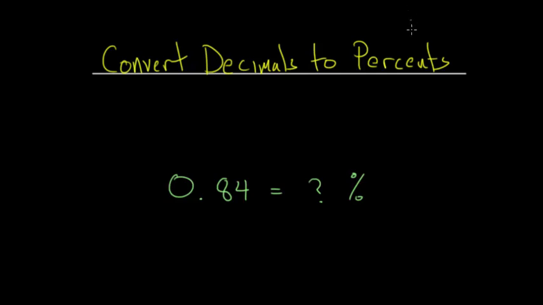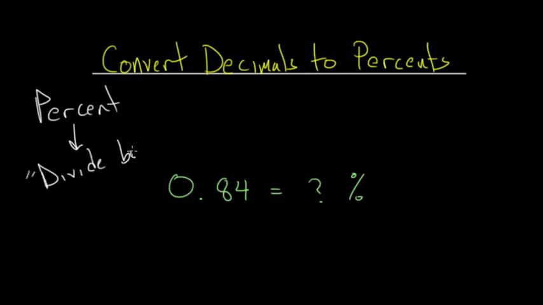In this video, I'd like to talk about how to convert decimals to percents. We've started with this problem, 0.84, and the question is, how do we change this into some percent? Before we jump into this, remember what the word percent actually means. I talked about it in an earlier video. This literally just means divide by 100.